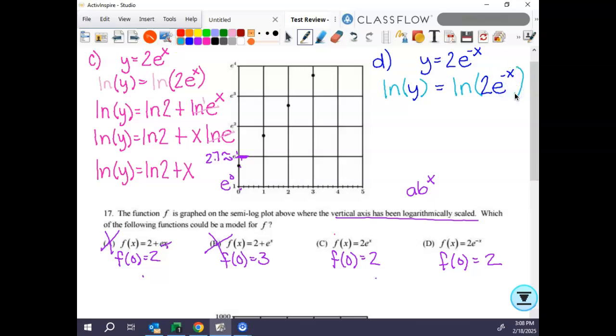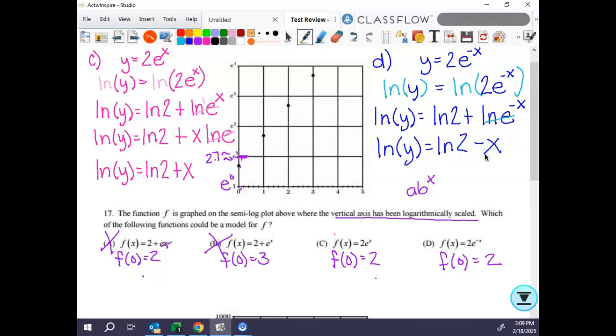Okay? So the left just stays natural log of y. Then that's going to equal natural log of 2 plus natural log of e to the negative x. And then remember I don't have to go through the other steps, so I can just bring it out front. So now I have the natural log of y equals the natural log of 2, and then that's a negative x. So what we have done when we have linearized that data is we wrote the equation for this line right here.